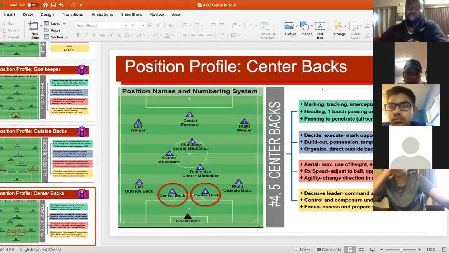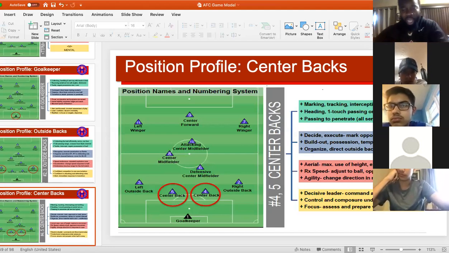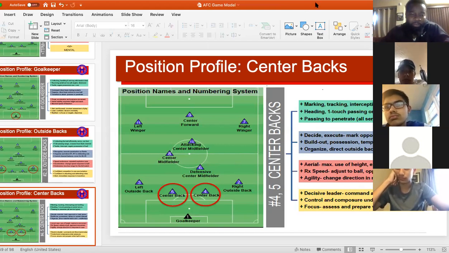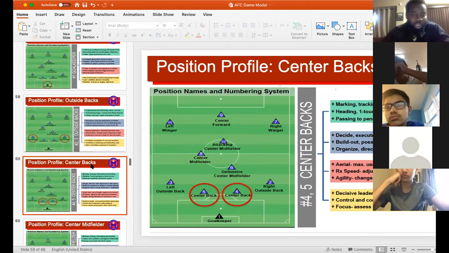So box-to-box means you're moving side to side, right? Box to box for the entire duration of the game. You cannot slow down. Then we come to the central defender. Same thing here. They have to be marking, tracking, intercepting, tackling, heading the ball, one-on-ones, passing on the ball and things like penetrating passes, deciding and executing, making decisions. So these are the profiles that you should have when you play those positions.